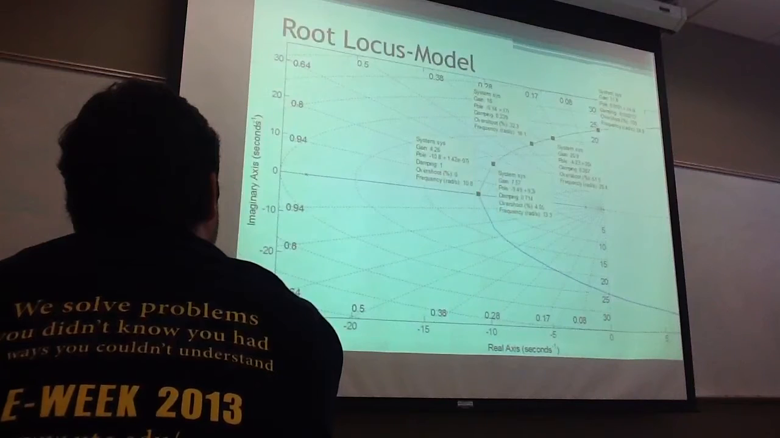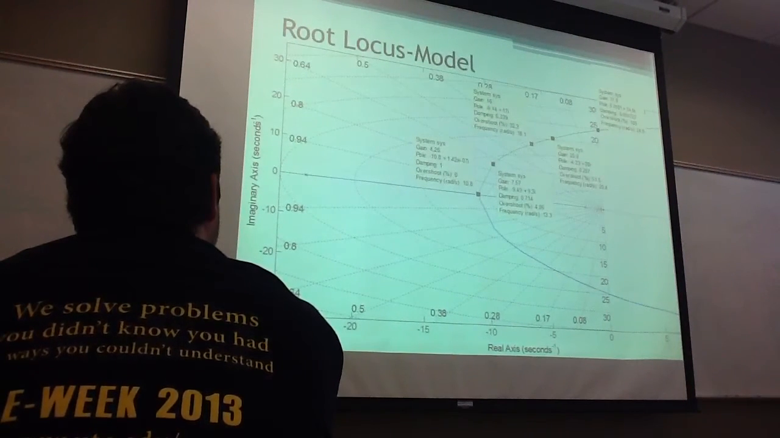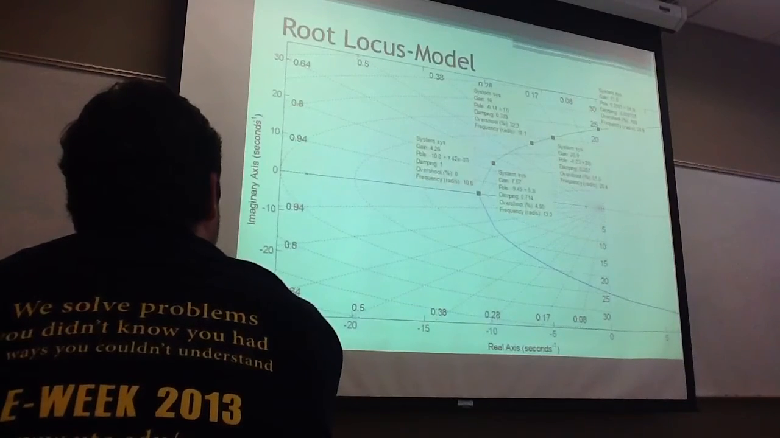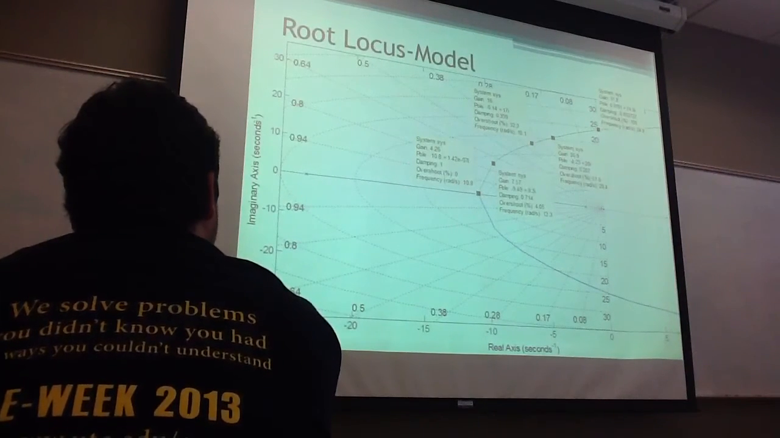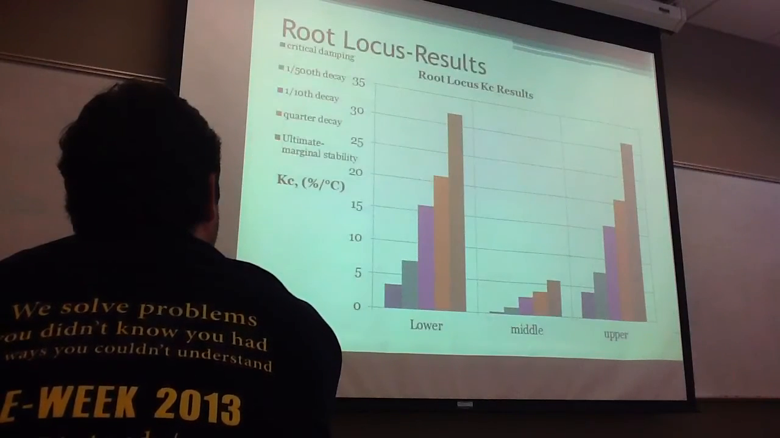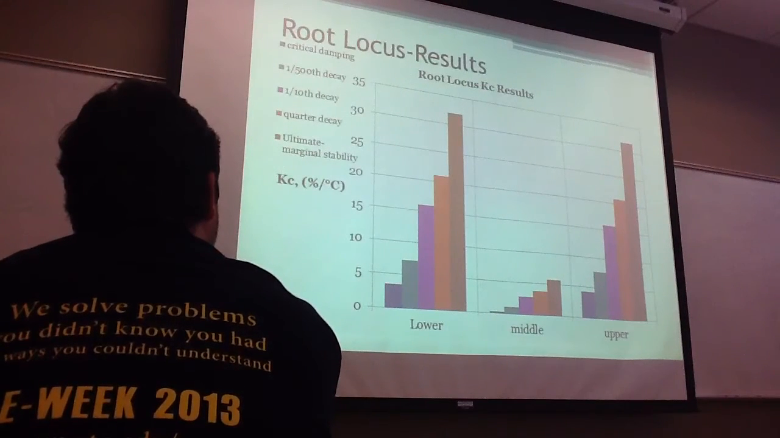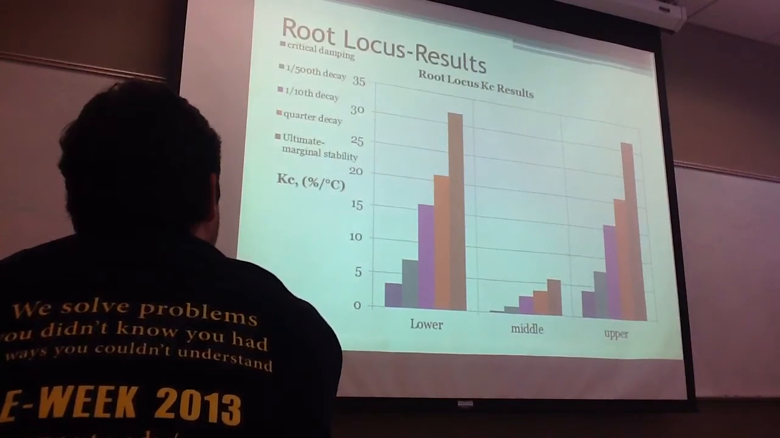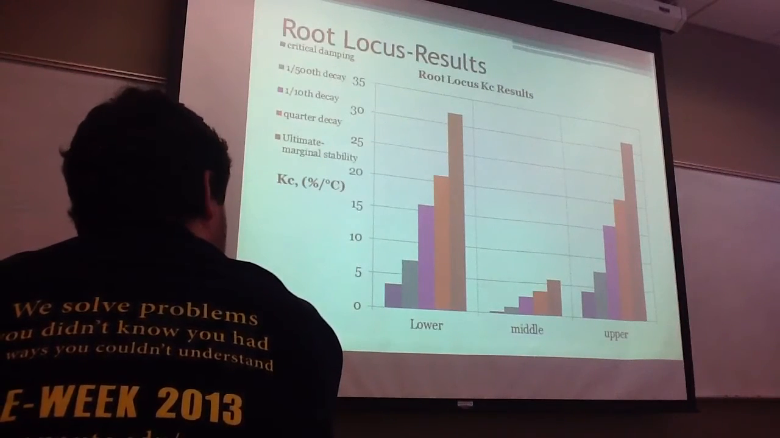This is an example of one of the root locus models we applied in MATLAB. It helps us find the stability of our system, like the damping ratio, how much it's going to overshoot, and the gain at specific points. In these, for each region, we focused on the critical damping, the 1/500th decay, 1/10th decay, quarter decay, and then the ultimate with marginal stability. In the lower and upper regions, it was pretty close. The middle region is a little bit further off, but that's okay. It doesn't mean it's wrong.